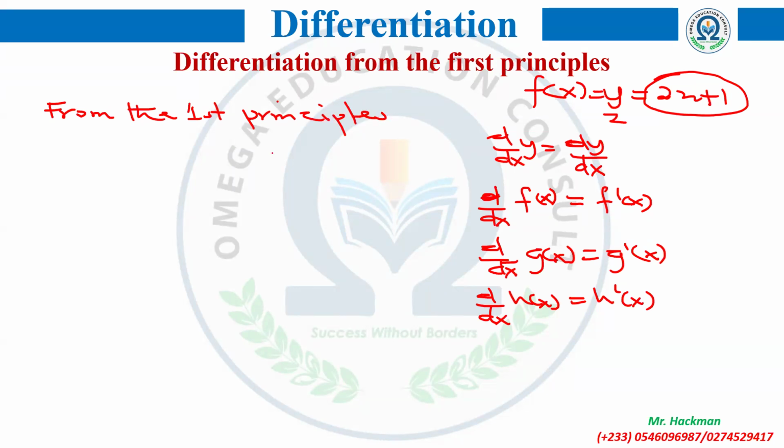Okay, so if your function came as y, and you are differentiating the function with respect to x, it means you are supposed to find dy/dx. And if the function came as f of x, and you are differentiating that function with respect to x, then that will give us f prime of x. Is that okay?